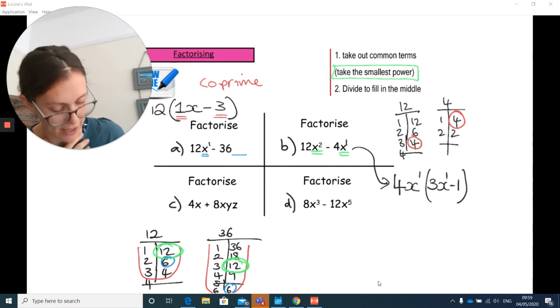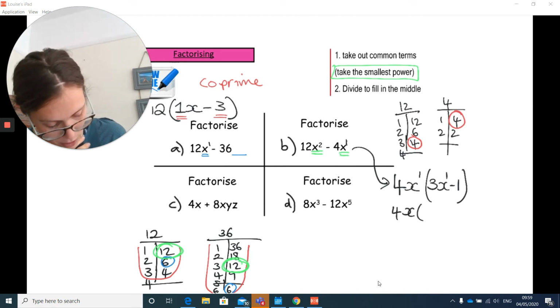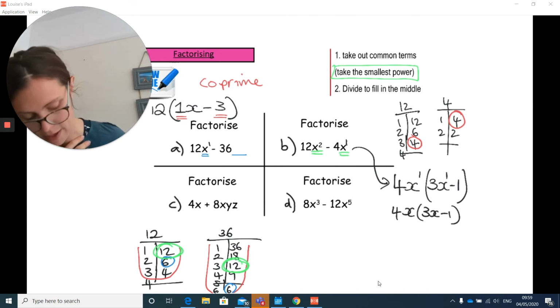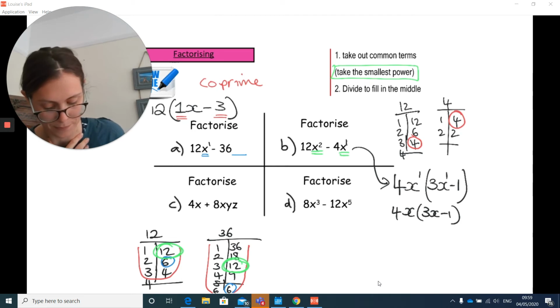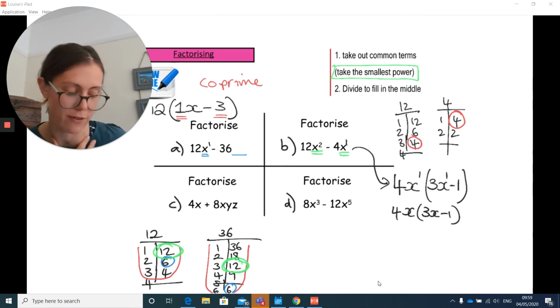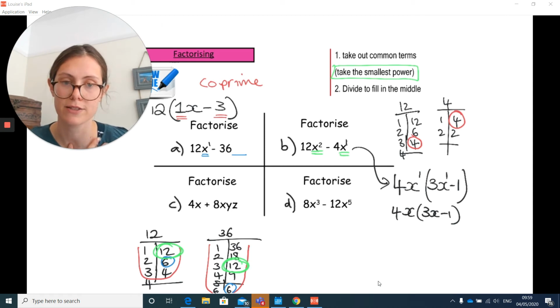And like we were saying in the live lesson, you don't have to write the powers of 1. Once you're finished, you could just write it like that without the powers of 1 here and here. So you don't have to write those in the final answer, but you can. So there's the final answer.